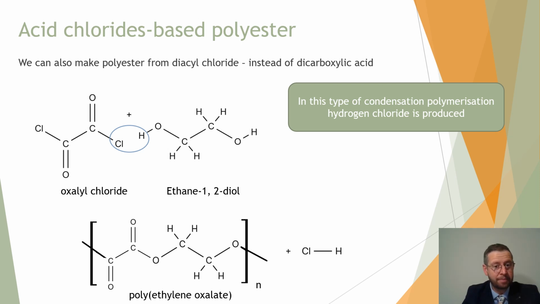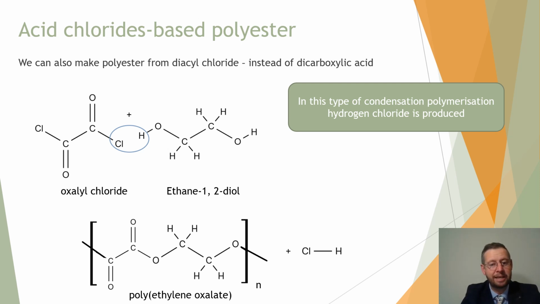Here is an example. We've got an acid chloride. So in this acid chloride, it's an acyl chloride or diacyl chloride in this case, we've got 2 chlorines on the end of this molecule, and we've got the 2 double bond oxygens as well. Now its proper name is oxalyl chloride, and this is going to be the monomer that can bond with ethane-1,2-diol. So again, we've got antifreeze this time, but this other thing, oxalyl chloride.